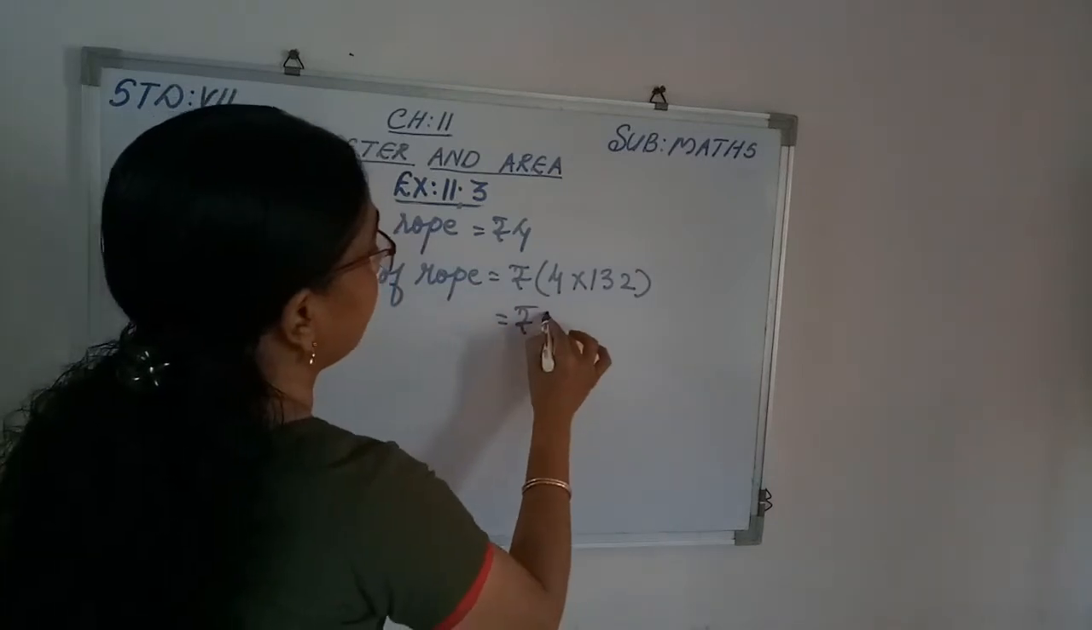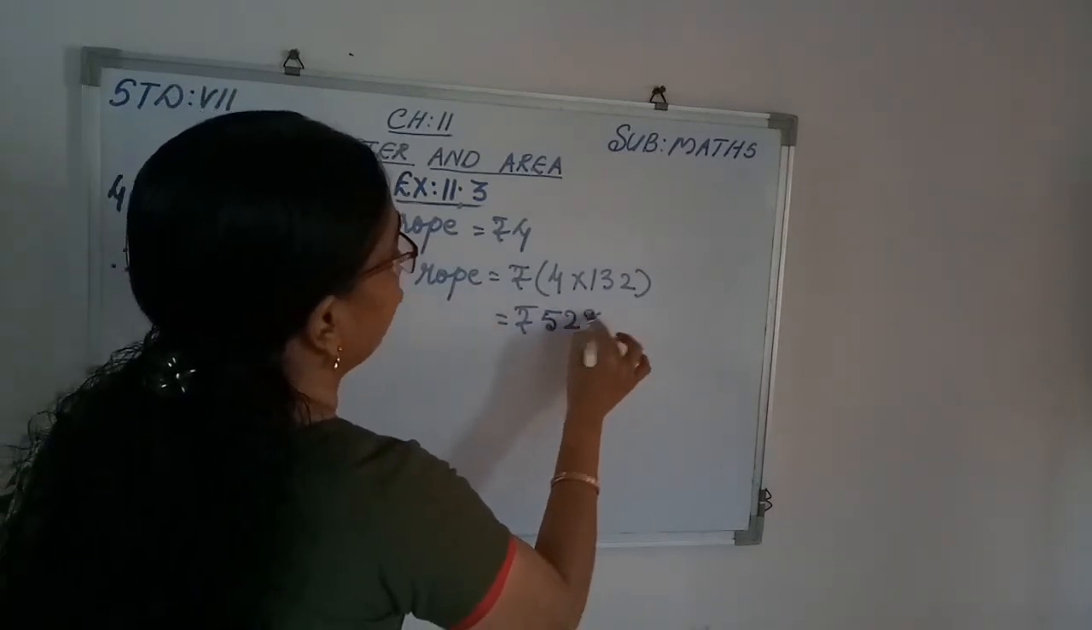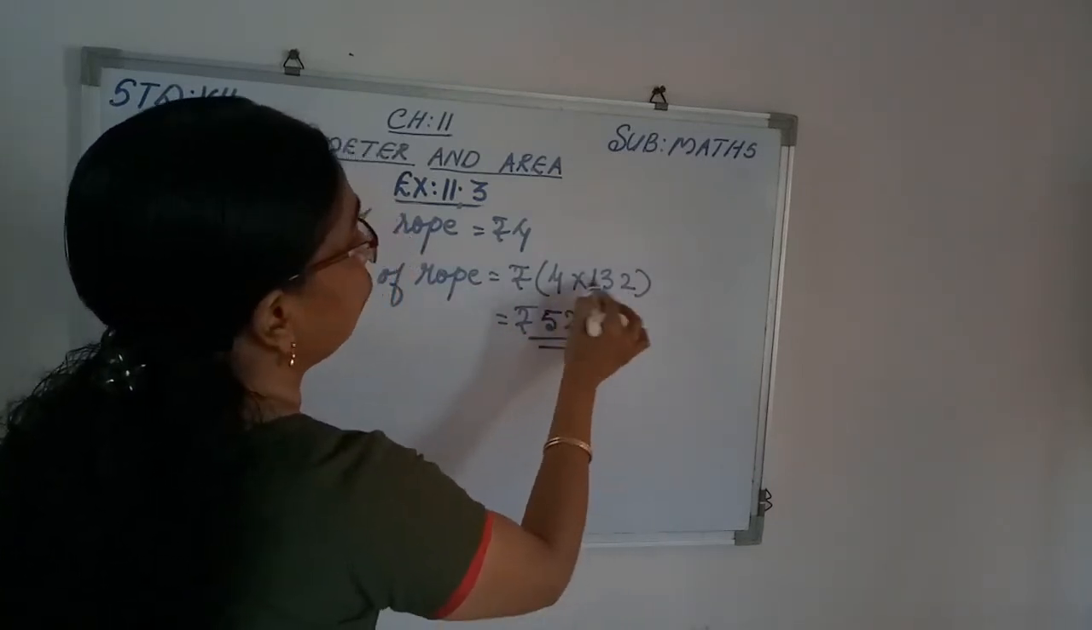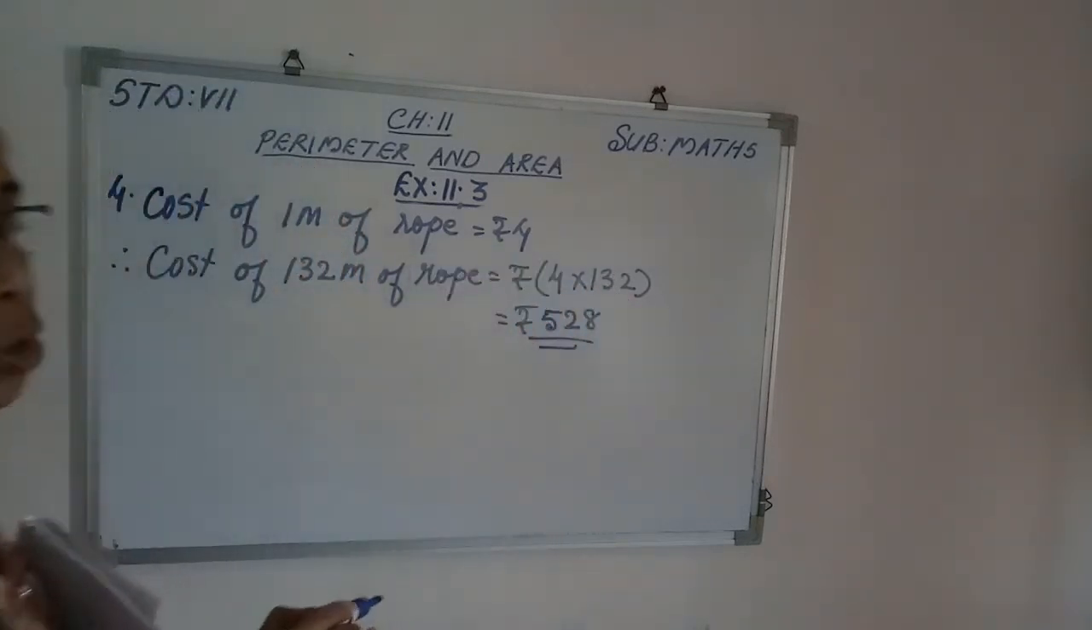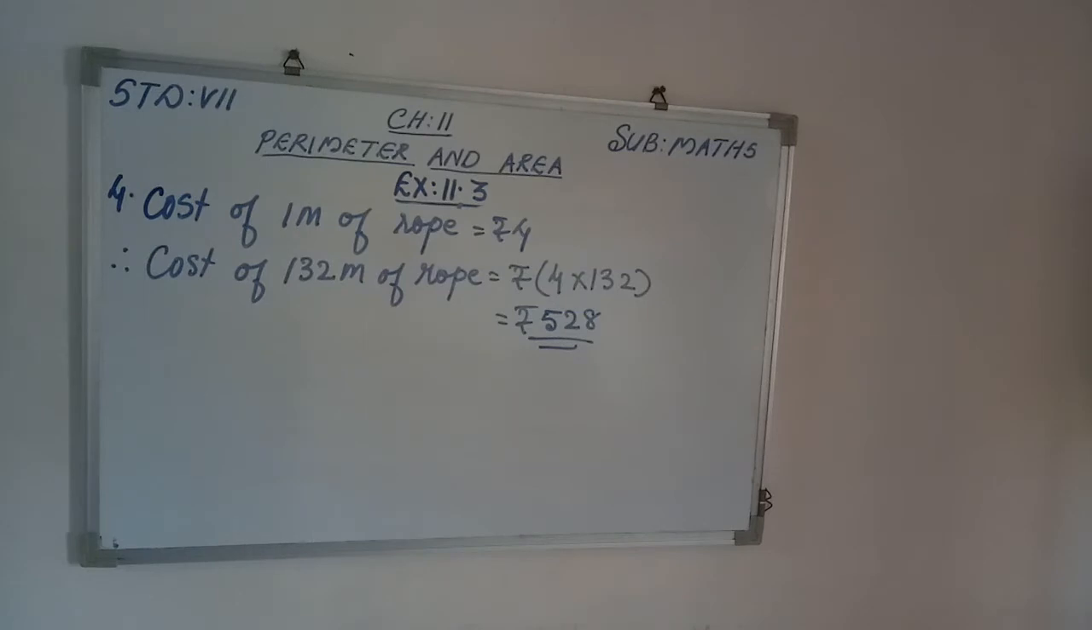4 2s are 8. 528. Okay. 4 2s are 8. 4 3s are 12. 1 carrying, and 4 1s are 4 plus 1, 5. Rupees 528. Is that clear? So, what will be your final answer then? Thus, the gardener needs 132 meter of rope, and the cost of the rope is rupees 528. Is that clear?